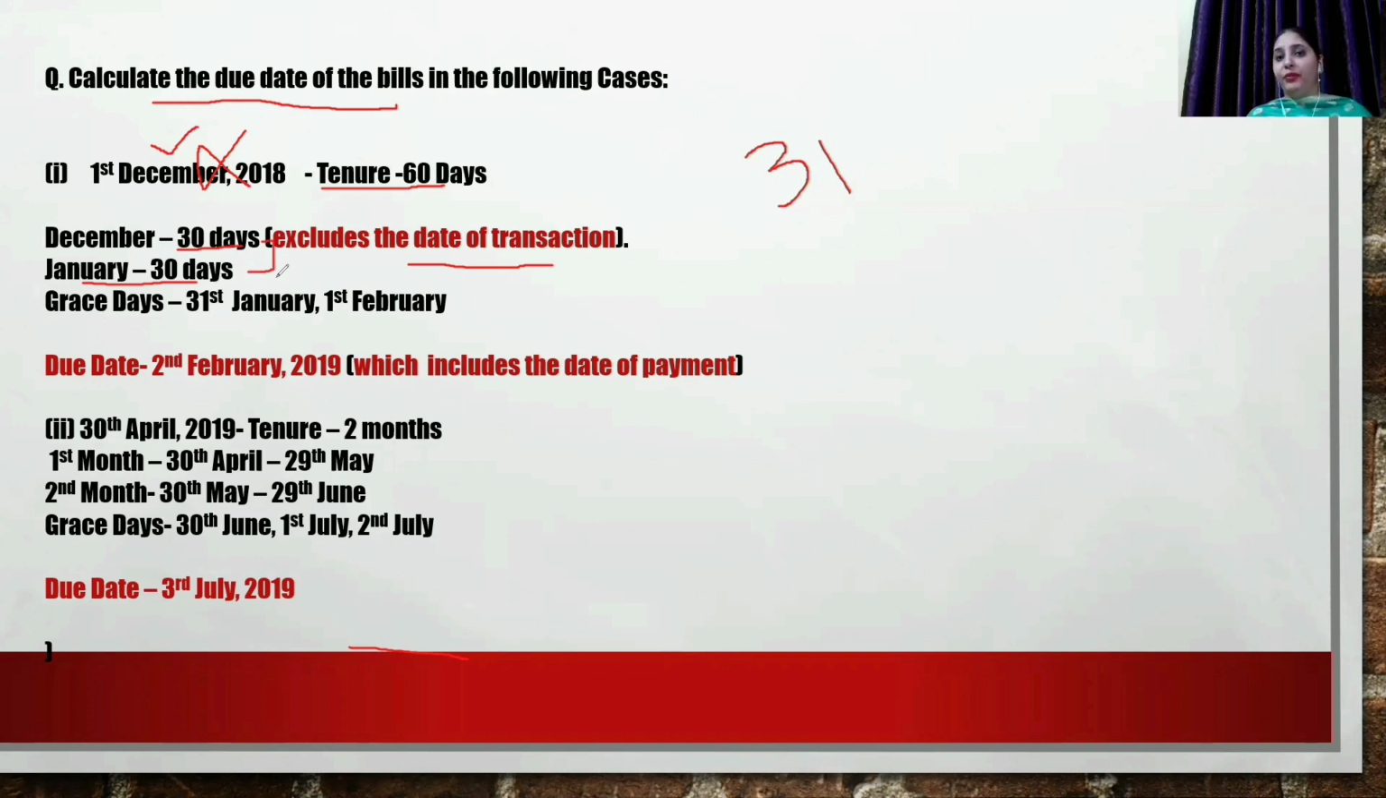Now we have to give 3 days grace. So the grace period is 31st January, 1st February. However, it is also mentioned that it should include the date of payment. So on the day the payment has been made due, it has to be included. So it will be 2nd February. That means the last day of grace will be the date of receiving payment.